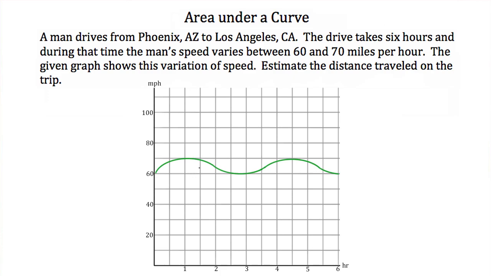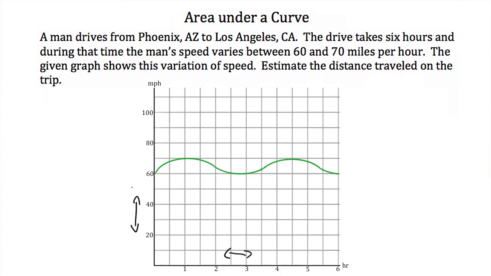Notice he's going faster and then slower, faster and then slower. Estimate the distance traveled on the trip. Well, remember when we were finding the area of a rectangle. When we measured it one way, we got feet, and when we measured it the other way, we had feet, and then our area was feet squared.